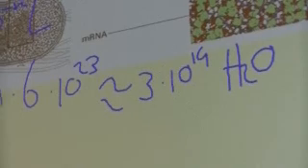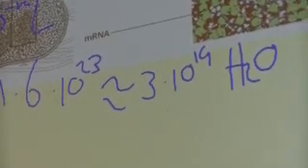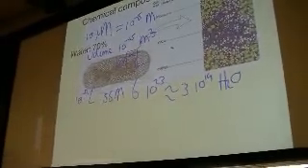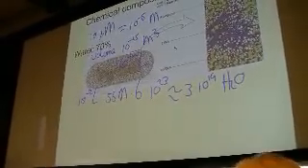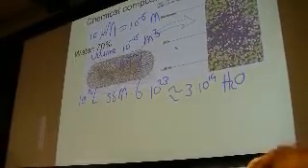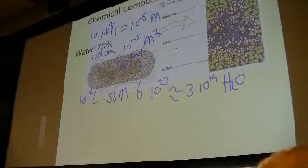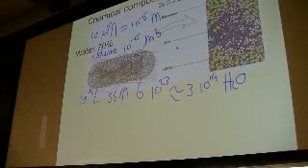I want you to understand this is a huge number. There are 6 times 10 to the 9th people on the planet, and there are roughly 100,000 times more water molecules in a small cell than there are people on the planet. So you have to understand the numbers are huge.